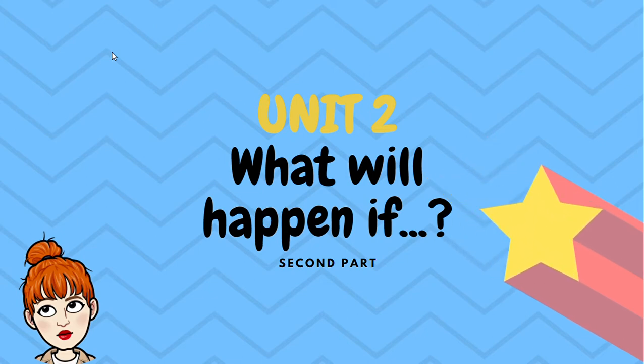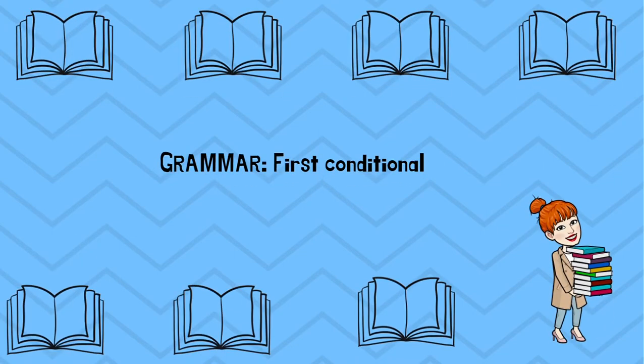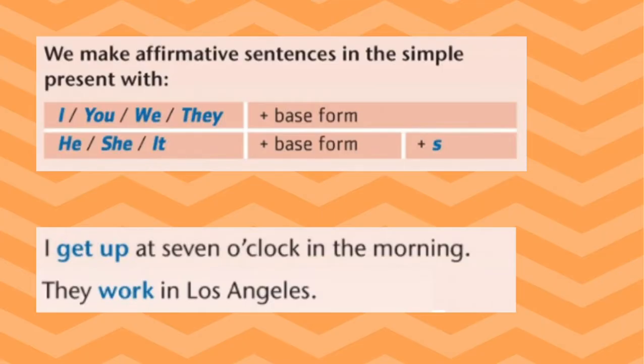As you can see here, we are in unit number 2. What will happen if? And here we have the second part. Okay? So let's see. In this unit, we have first conditional. But first, I'm going to do a little review about simple present. Okay? So pay attention here.